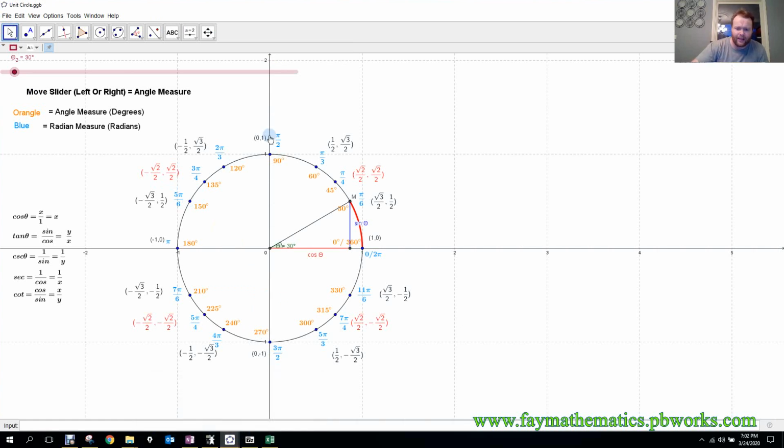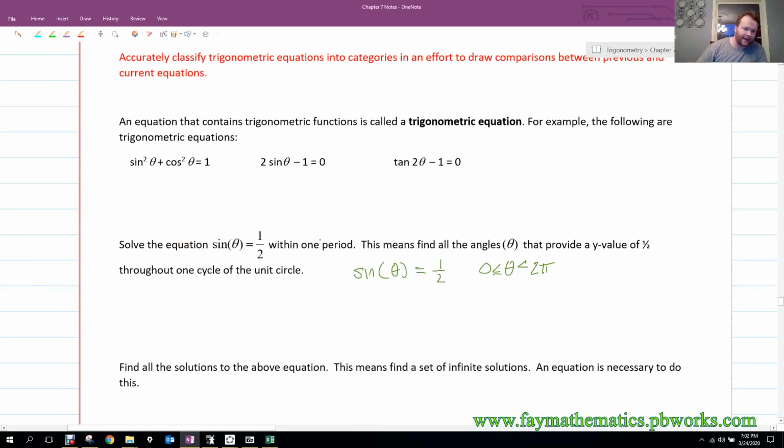We can keep going through, and we can get to 5 pi over 6. And we see that the y value again, sine, is 1/2. So the thetas that we get using the unit circle approach are theta equals pi over 6 and 5 pi over 6.